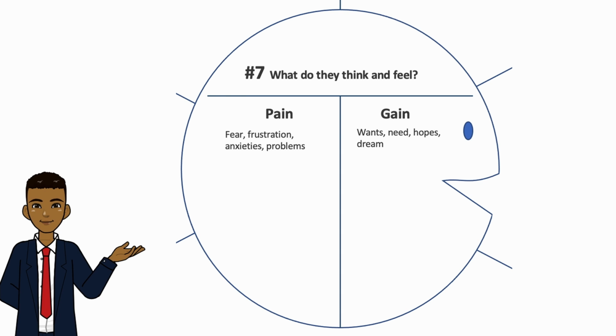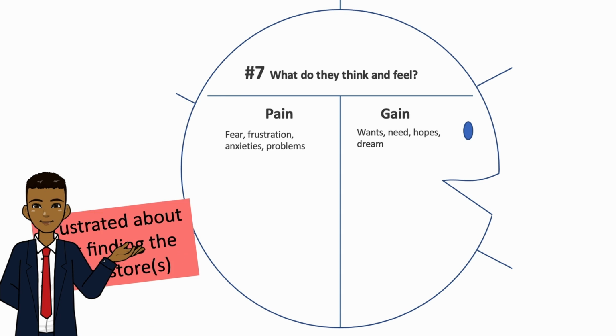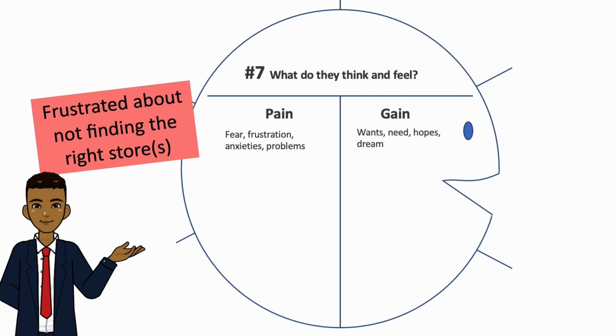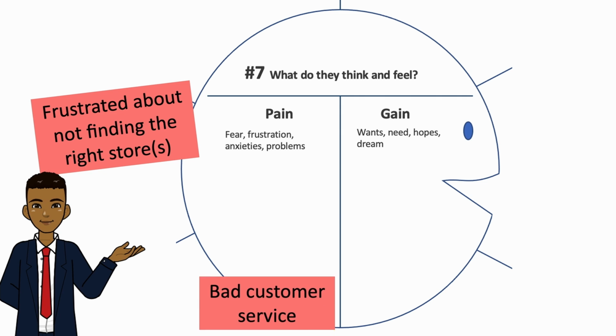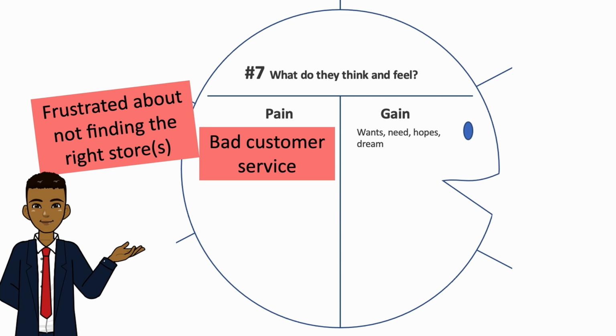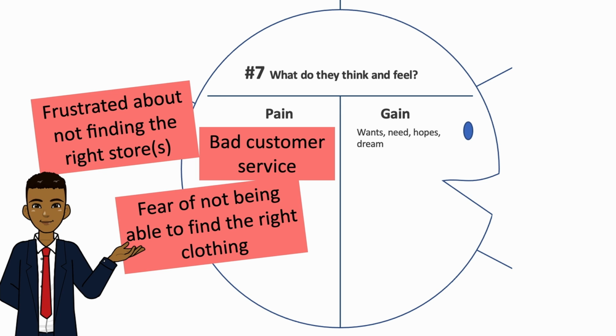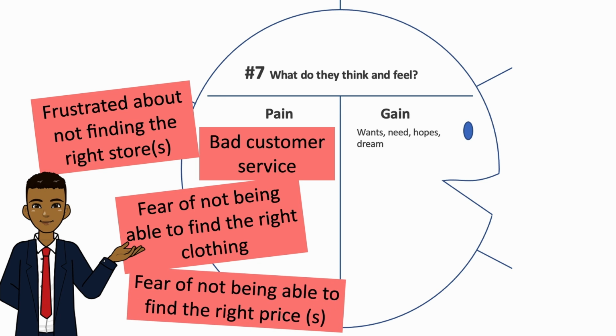Okay, so for number 7, we're gonna identify Lena's pain and gain. And for example, Lena is frustrated about not finding the right stores. She's struggling with bad customer service. She fears not being able to find the right clothing. She has fear of not being able to find the right prices.